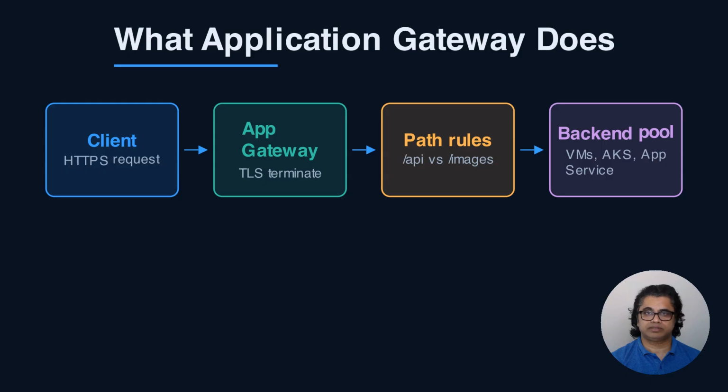It does cookie-based session affinity, auto-scaling on the version 2 SKU, end-to-end TLS re-encryption, and health probes that pull unhealthy instances out of rotation. Because it sits inside your VNet, it can talk privately to backends like virtual machine scale sets, App Service with private endpoints, or pods in Azure Kubernetes Service through the Application Gateway Ingress Controller.